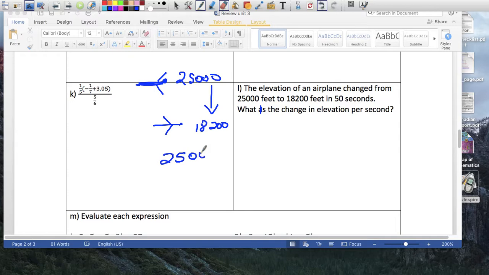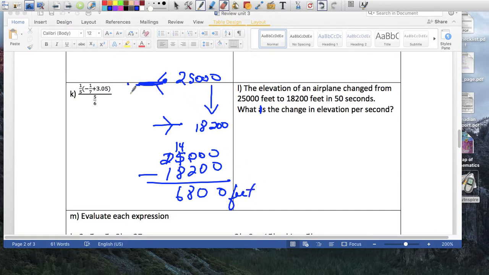So it's 25,000 where it started. It ended up at 18,200 feet. If I subtract, I get 0, 0. 10 minus 2 is 8. This was 15, which became a 14. 14 minus 8 is 6. And did this borrow? Yeah, it did borrow, so that becomes 3. So the airplane drops 6,800 feet. So to go from this position, it dropped 6,800 feet. So the change was a negative because it dropped.